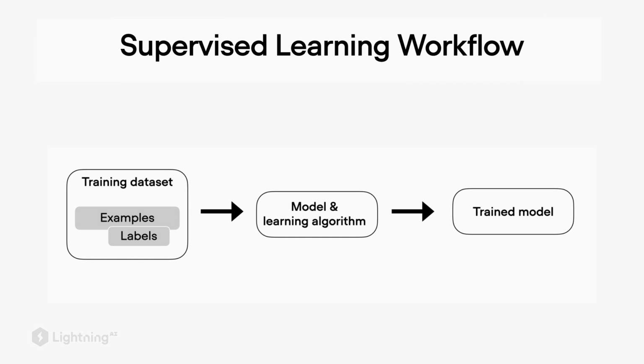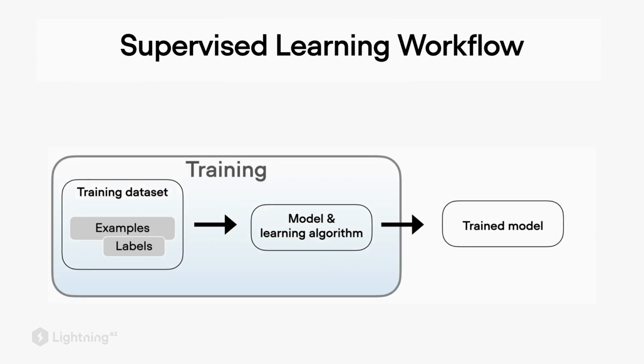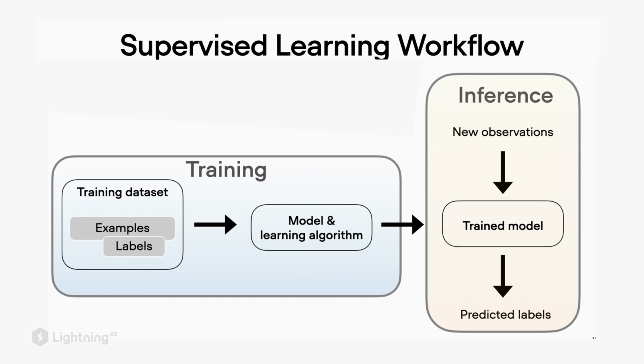So this process of feeding the training data into the machine learning algorithm and coming up with this predictive model is called training. And then once we have the trained model, we can feed it new observations or new data points, and it can then make predictions. And this process of making new predictions is often also called inference.